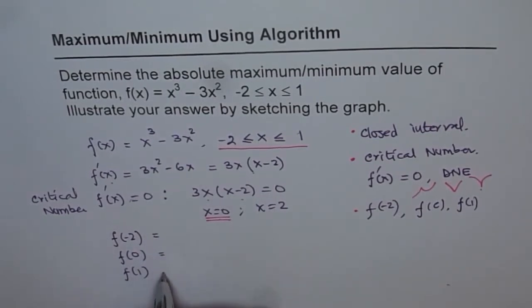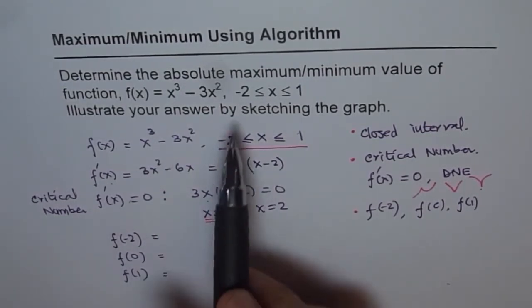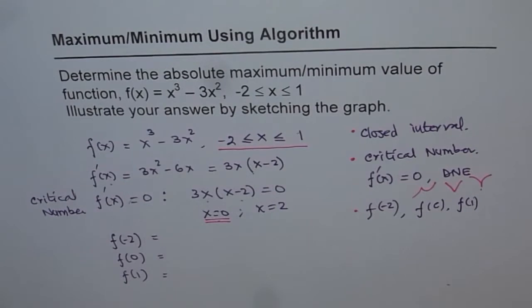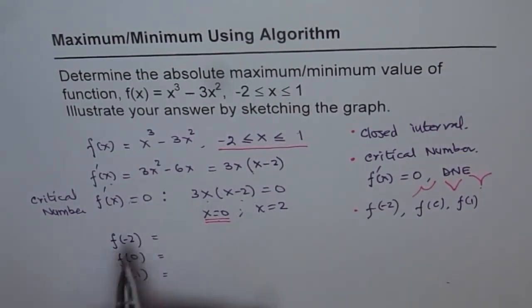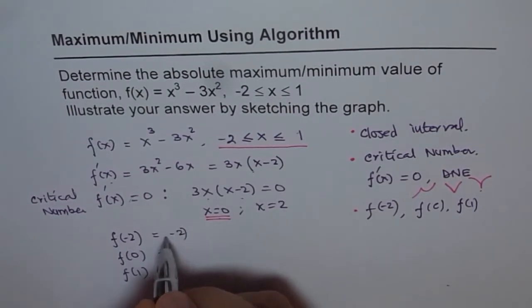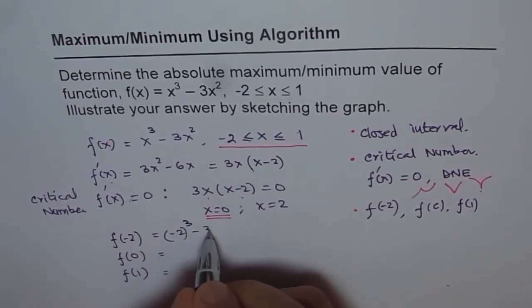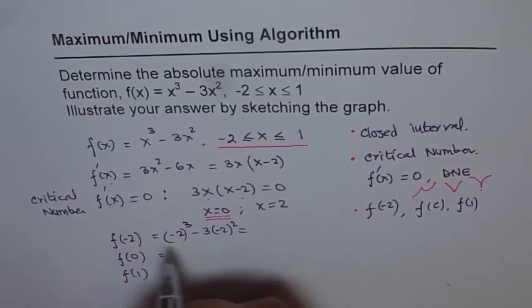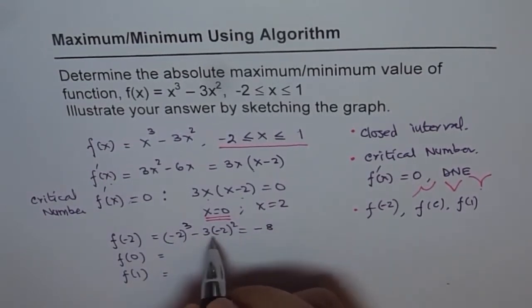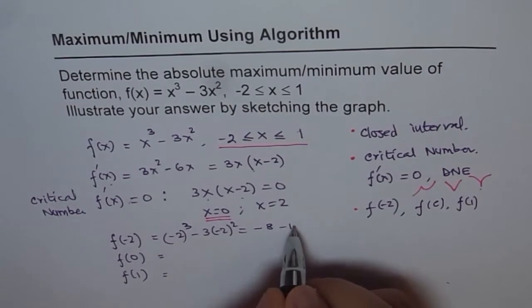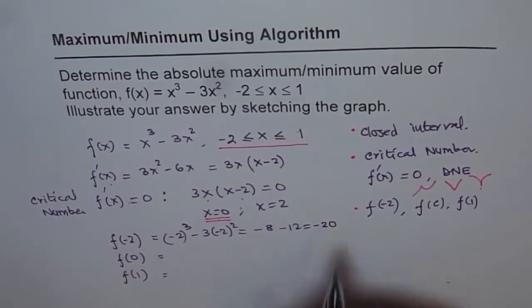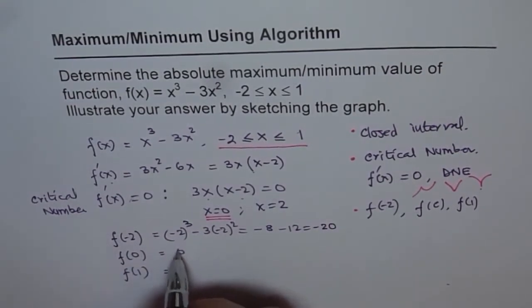Right? So you can use your calculator to evaluate these points. We just plug in the values here. If you put minus 2 here, you get minus 2 cubed minus 3 times minus 2 squared, which is minus 8, and 2 squared is 4, and 4 times 3 is 12, so minus 12, and you get minus 20. And for 0, you get 0, right?